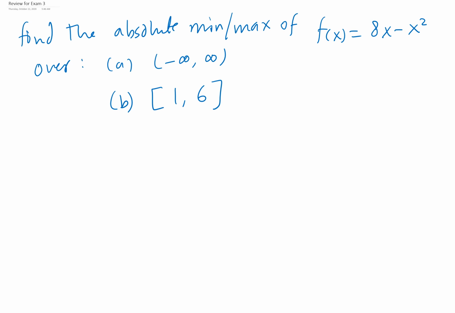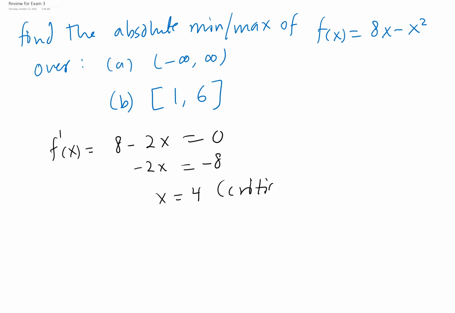This is review for exam 3. What we need to do here to find the absolute min and max is find the first derivative, which is 8 minus 2x, set it equal to 0. Then solve for x by subtracting 8, dividing by -2. So I got the critical number. This is called the critical number.